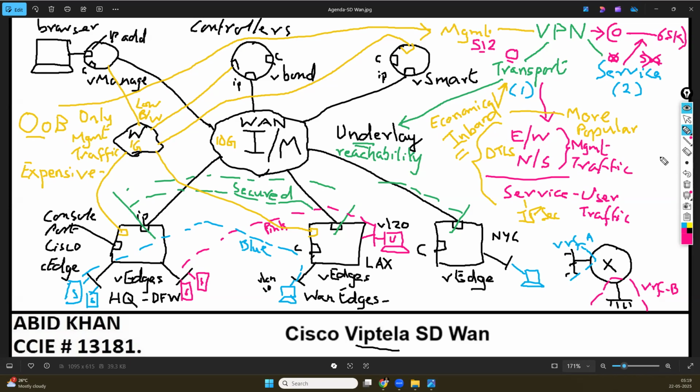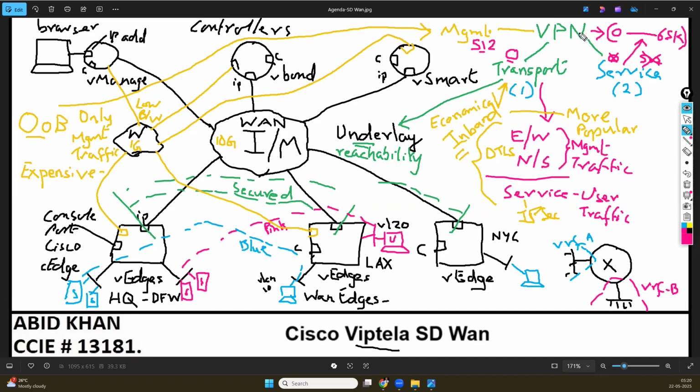We need to get familiar with the terminology first. That's the reason, since now we have already understood what is SD-WAN, what is north-south communication, and what the controllers are. So now we need to understand the terms which will be used. The most important term is VPN. Everything will be VPN.